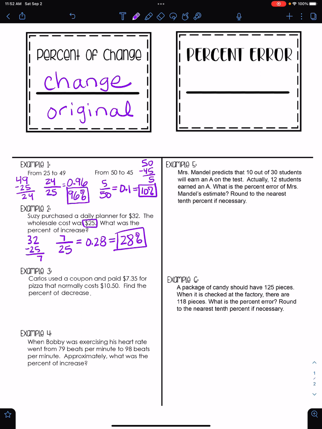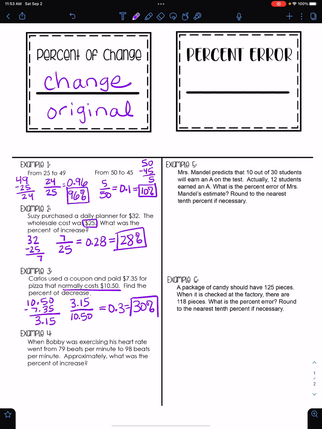Example 3 says Carlos used a coupon and paid $7.35 for pizza that normally cost $10.50. What's the percent of decrease? So first, let's find out how much that price changed. Another way you could say that is to find out how much he saved, right? So I'm just subtracting that on my calculator. So the price changed by $3.15, and it was originally $10.50. So let's divide those numbers on the calculator. I get 0.3, which is 30%.